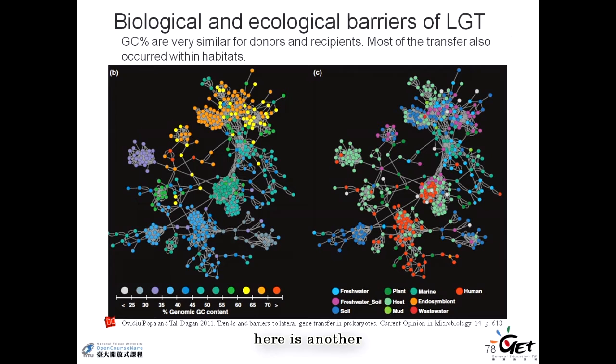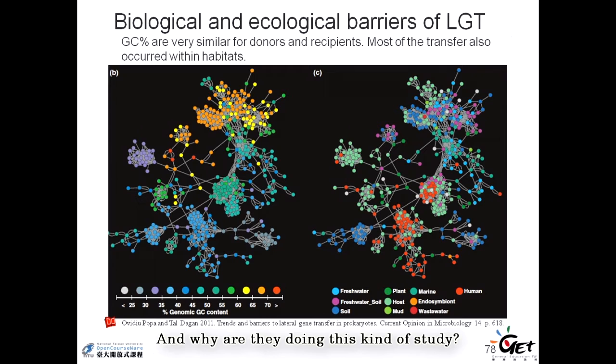And also, here is another thing showing the different habitats of those bacteria, showing if they are from a plant, a plant pathogen, a marine bacteria, from human, or fresh water. And basically, it tells you a pattern here: the ones with similar habitat will have a higher frequency of horizontal gene transfer, which is reasonable.